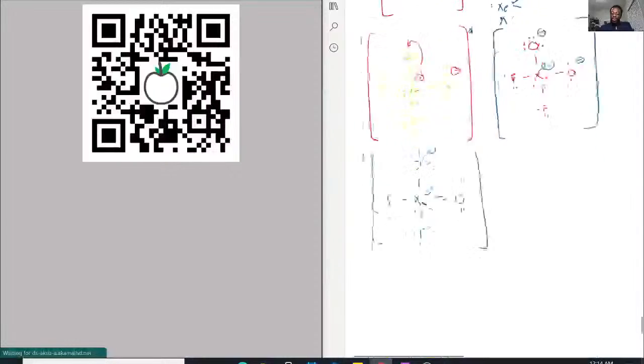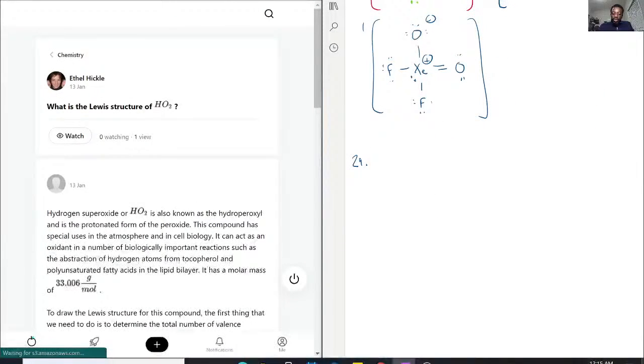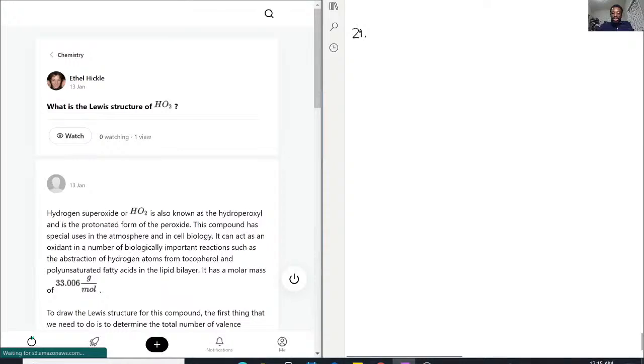So now for question number 29. We have, what is a Lewis structure for HO2? Did not know even that existed. Hydrogen superoxide. So HO2 Lewis.